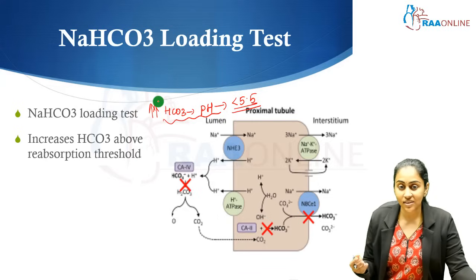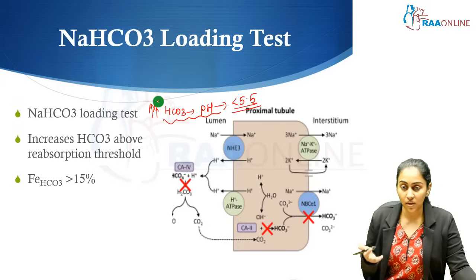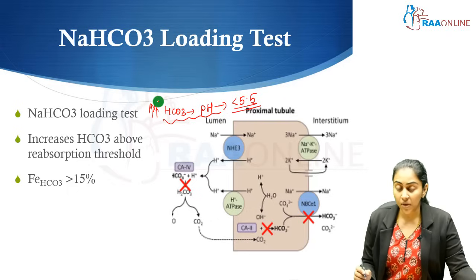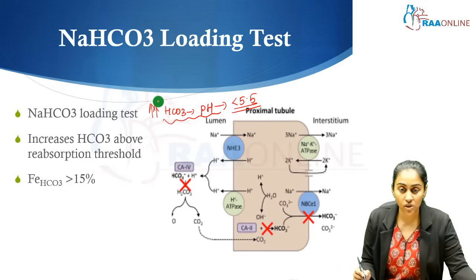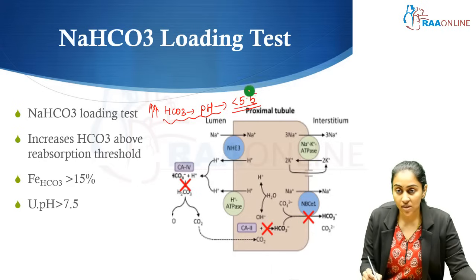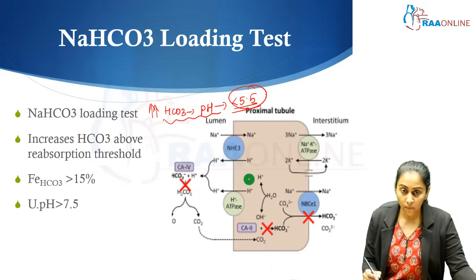Once you increase the bicarbonate above the threshold, you will find that there is a defect in renal tubular bicarbonate reabsorption at the proximal tubules. So, in patients with proximal renal tubular acidosis, with the bicarbonate loading test, the fractional excretion of bicarbonate, which should have been less than 5%, increases to above 15%, and the urine pH, which was initially less than 5.5, usually increases to above 7.5.